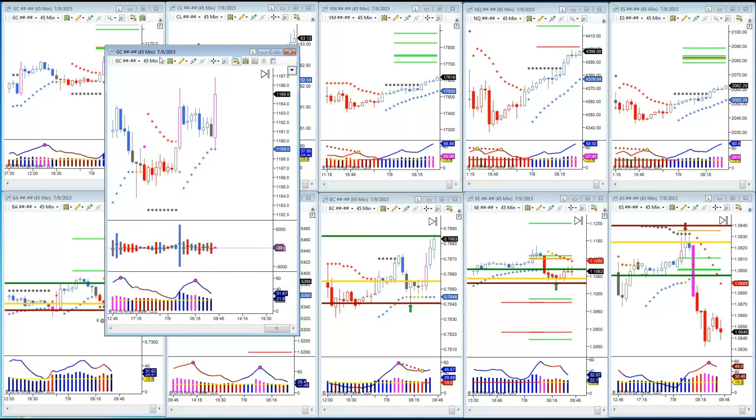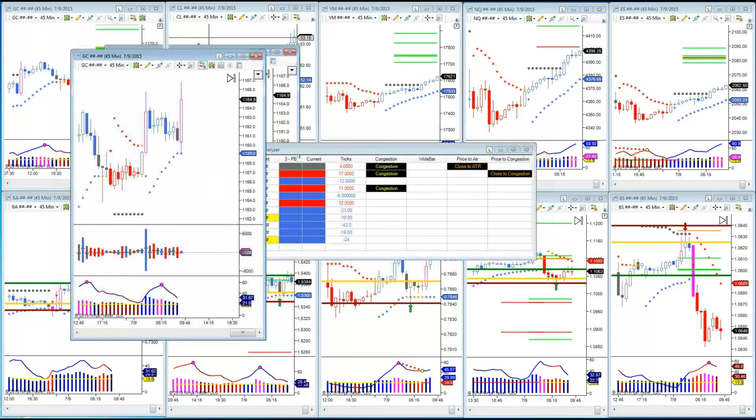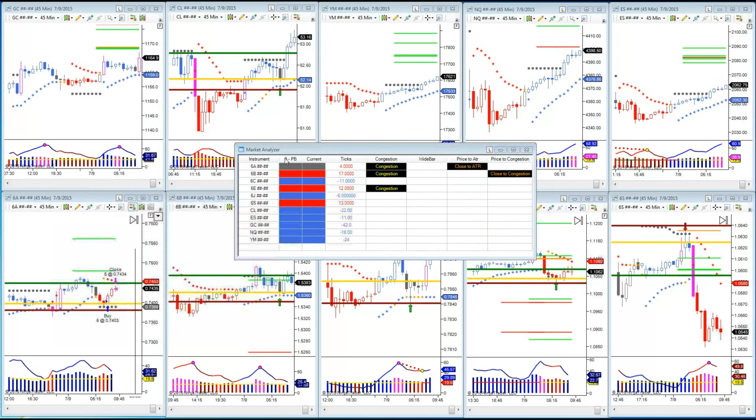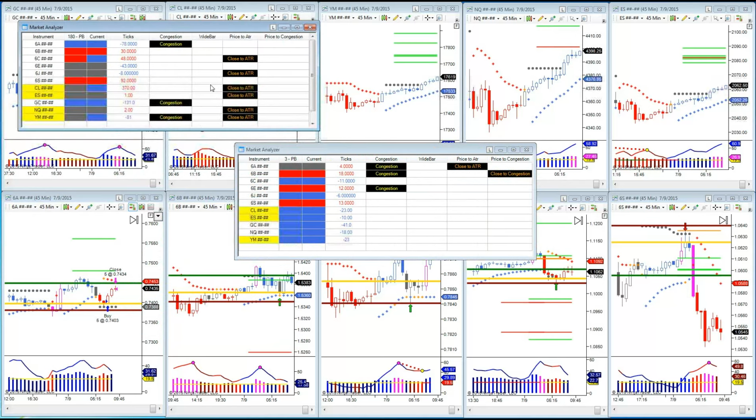Yes, no, maybe. Now, how do you know when price is at an ATR or a congestion dot? There's two ways. First way is using a market analyzer. In this case, I've got one on a 3-minute. I've got one on a 180-minute. You can do any time frame you want. It doesn't really matter. Okay.